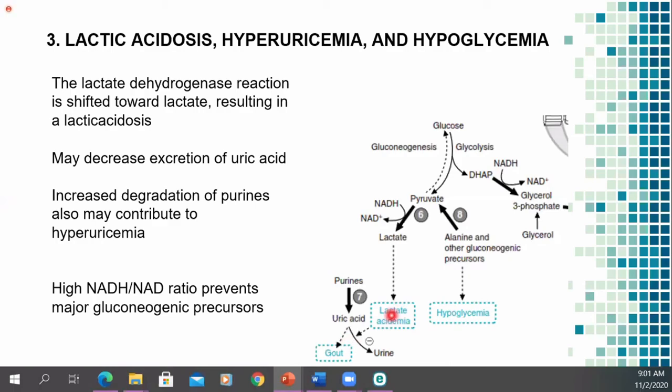And we will have hypoglycemia because we have the other gluconeogenic molecules that will be converted to lactate rather than be converted to glucose. So the mechanism will be toward the formation of the lactate, and it will be fed by these amino acids instead of feeding the gluconeogenesis or glucose formation. So these people will have a hypoglycemic condition.